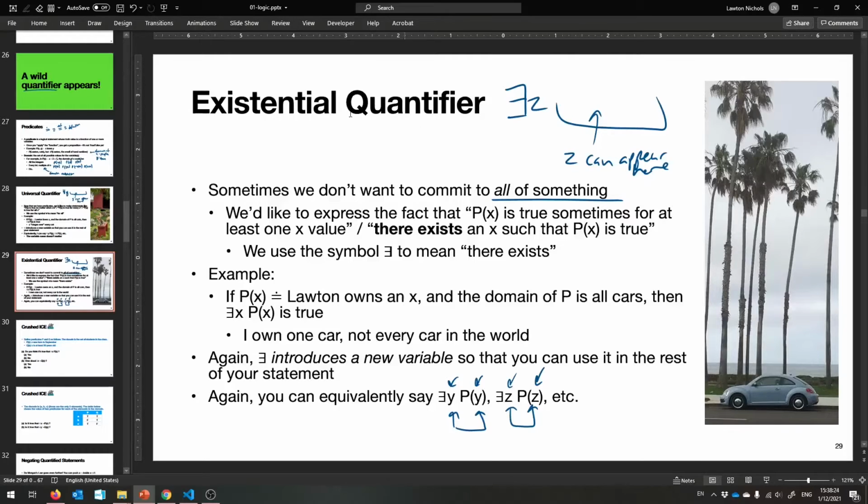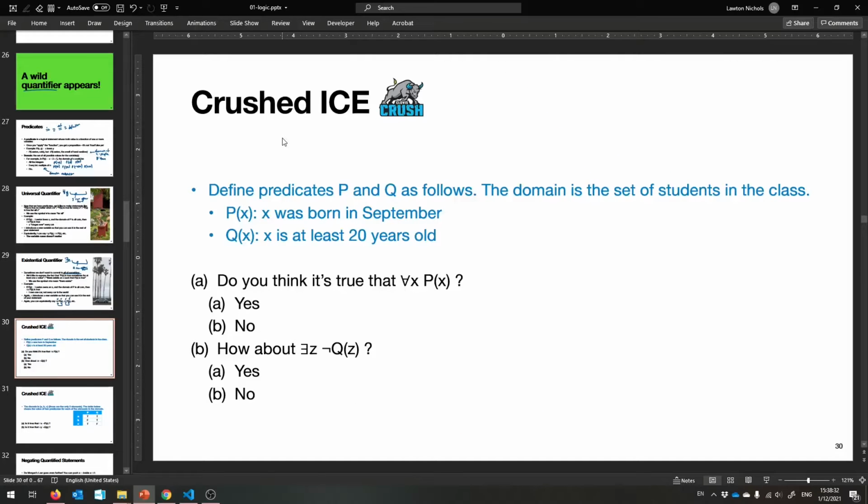It's saying the exact same thing. It's just like when you write a function in C++. It makes no difference the name of your variable, or the name of your parameter, so long as you use it the same way. All right, so finally an example to make this make some sense.